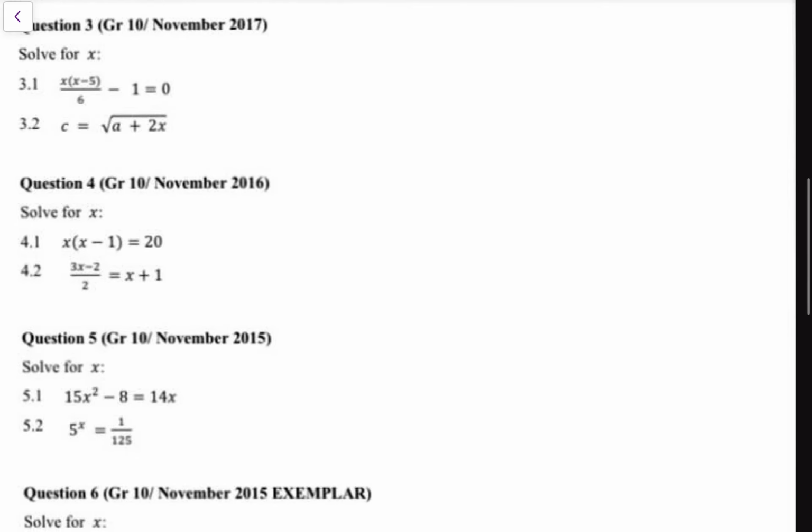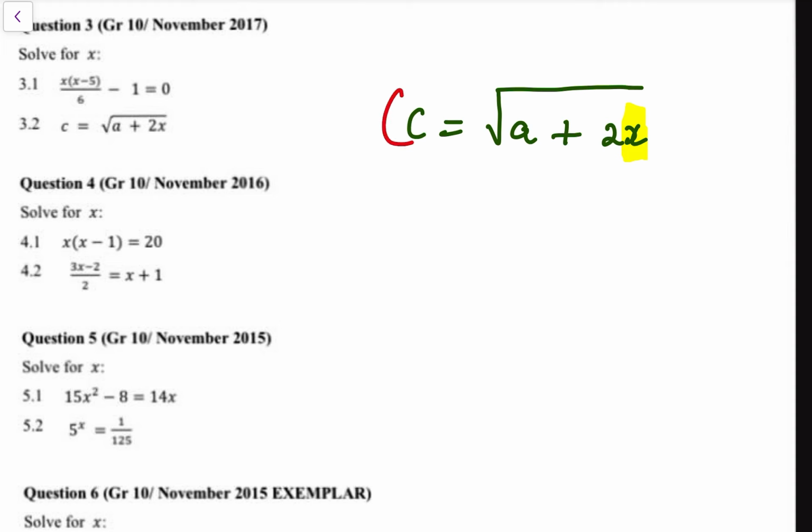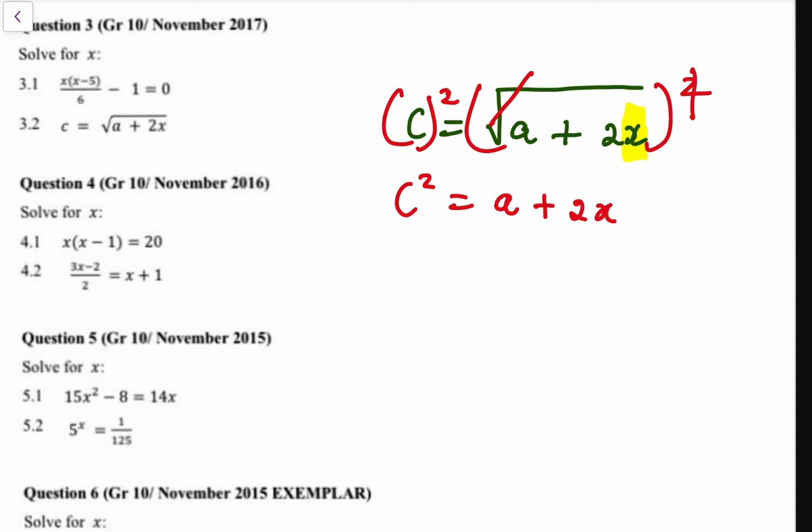3.2, we are required to solve for x, but now we are given c is equal to the square root of a plus 2x. So the x that we are looking for is here under the square root. Now to remove the square root, we must square on both sides. So we are going to square this and square that. That is how we remove the square root. So we are going to have c squared is equal to, this squaring will reverse the square root, and then we will have a plus 2x.